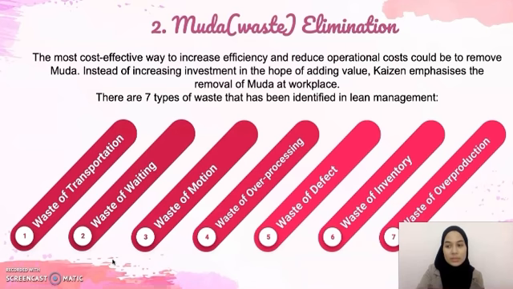Number 4 is waste of overprocessing. What is meant by waste of overprocessing? It's actually any step of a process that does not add value from the client's point of view, which means processing beyond what is needed.